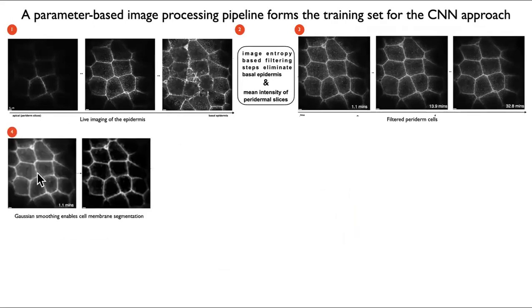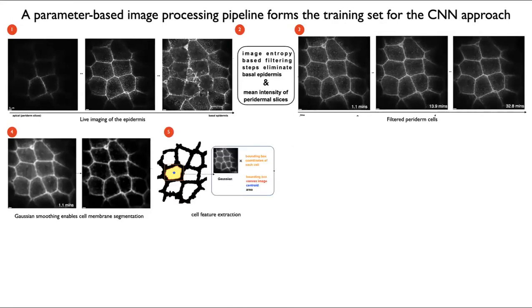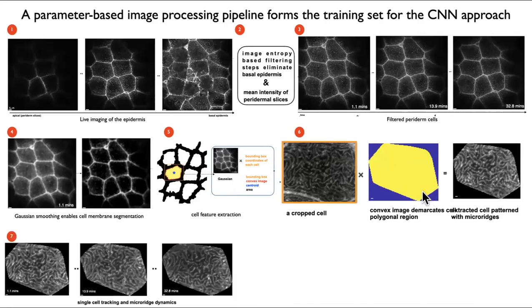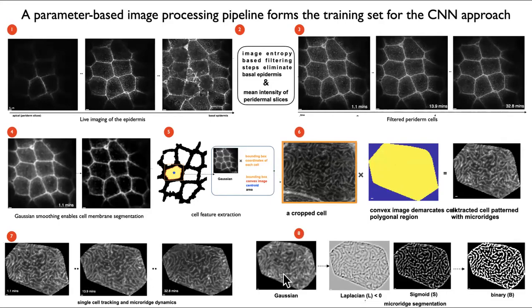In step 4, Gaussian smoothing diffused the microridges and enabled cell membrane segmentation. To extract single cells, we multiplied the Gaussian smooth image with the bounding box coordinate of each cell. To precisely extract polygonal shaped cells as they are, each cell was cropped with its bounding box and multiplied with its convex image. Single cells were tracked to be able to follow their microridge dynamics. Finally, custom codes were written to achieve microridge segmentation at single pixel level, consisting of two parameters, one for the level of Gaussian smoothing and the other for emphasizing the gradients.